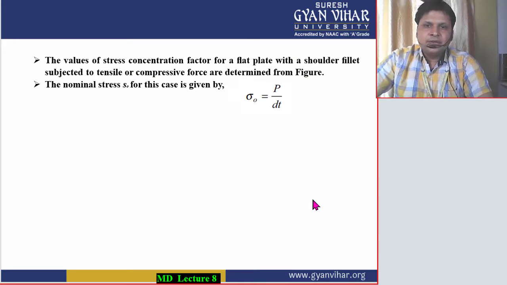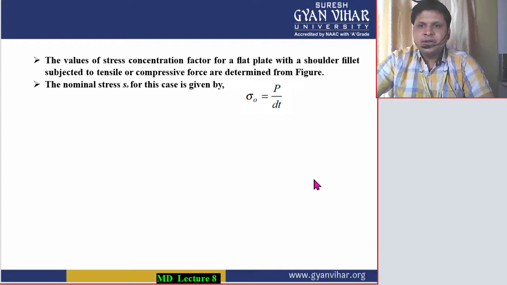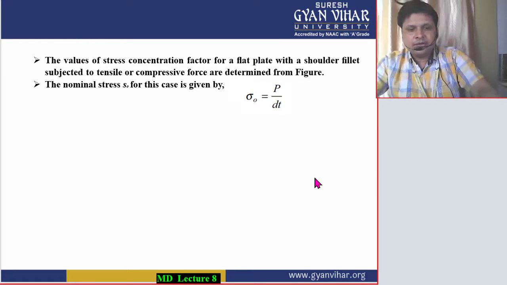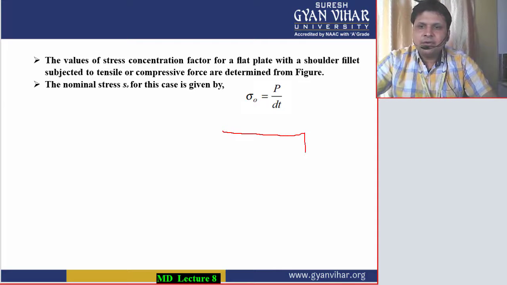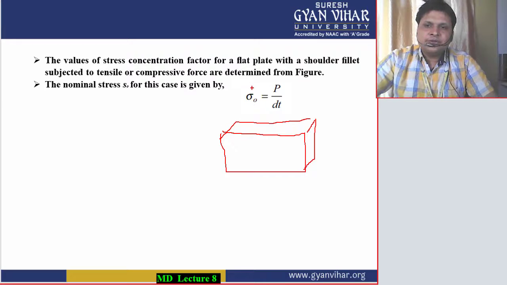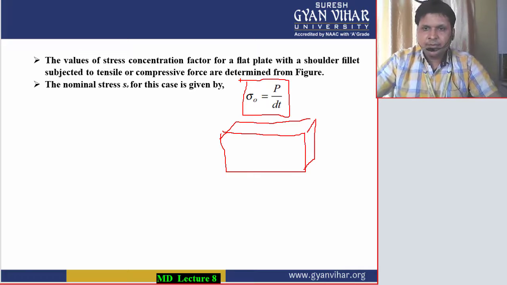As you can see, the values of stress concentration for a plate with a shoulder subjected to tensile or compressive load are determined from the charts, which I will show to you. In the case of a plate which does not have any hole and whose width is D, its nominal stress can be calculated by P upon dt. So this is the nominal stress which can be calculated.